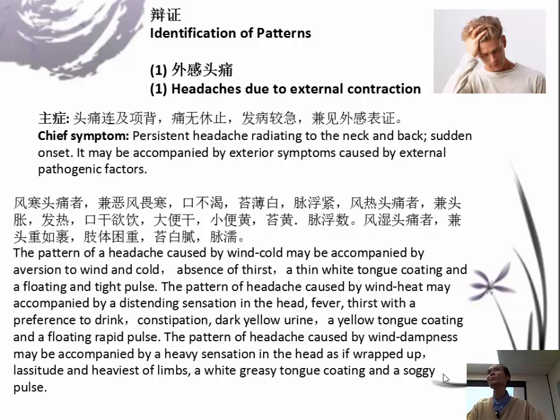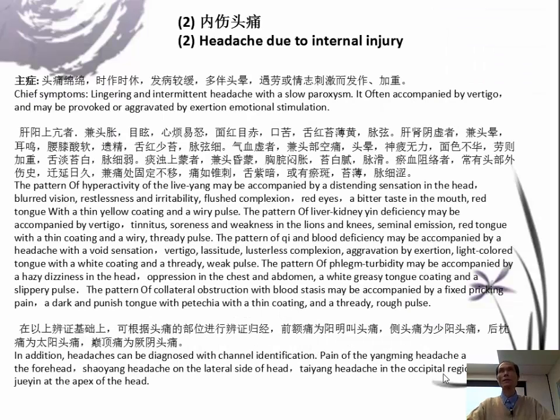Soggy, what does that mean? This is very soft, just like a snake. It's very soft. It's not hard enough. So whenever you get a soggy pulse, this is damp. As I mentioned, dampness is very difficult to deal with, because the dampness can be external or internal. So here we've got the three types of symptoms in our exterior syndrome.